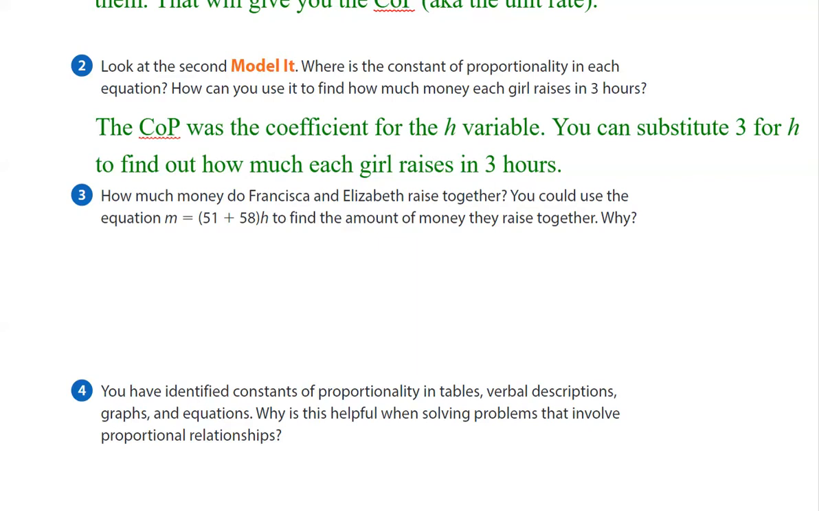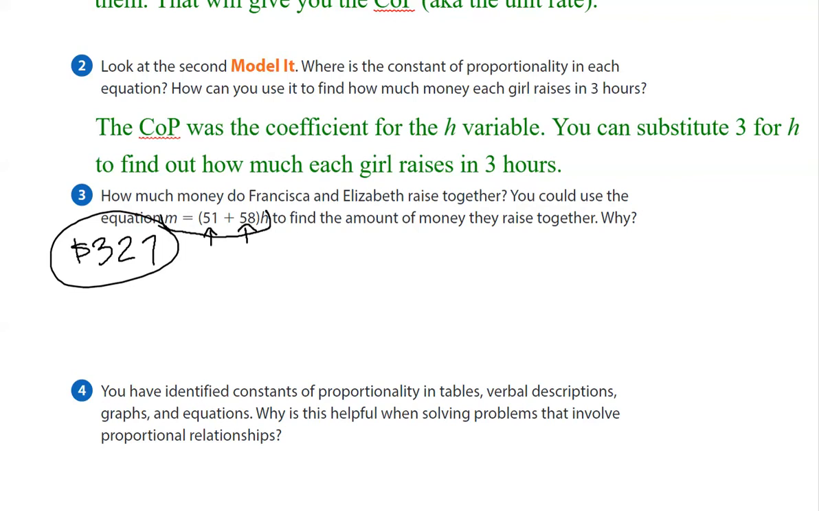You could use the equation M equals 51 plus 58 to find the amount of money they raise together. Why? So together they raise, what did we say? $327. And you can use this equation where instead of doing 2 separate equations and then adding the answers, you can add the constants of proportionality first and then do the equation. And why does that work?